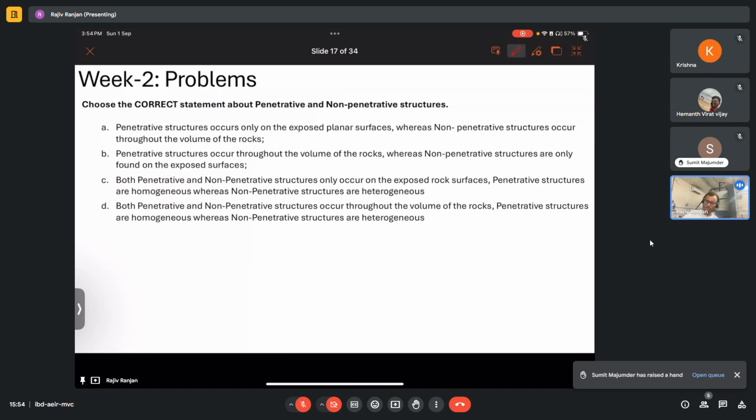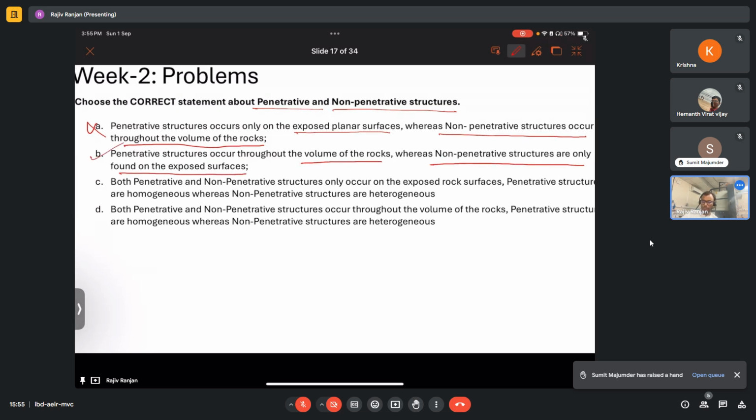So here we have a question about penetrative and non-penetrative structures. Option A: penetrative structures occur only on the exposed planar surface, whereas non-penetrative structures occur throughout the volume of the rock. This is wrong. Option B: penetrative structures occur throughout the volume of the rocks, whereas non-penetrative structures are only found on the exposed surfaces. Option C: both penetrative and non-penetrative structures are only exposed. No, this is wrong. I will tell you why.